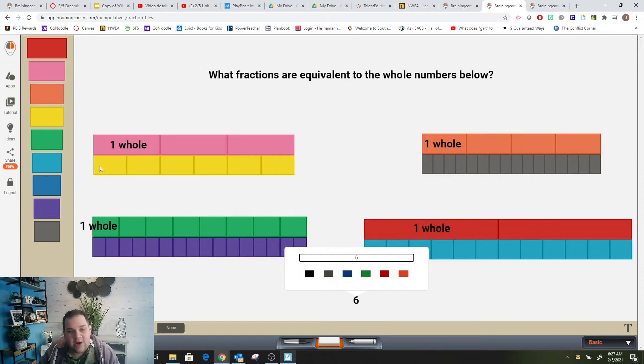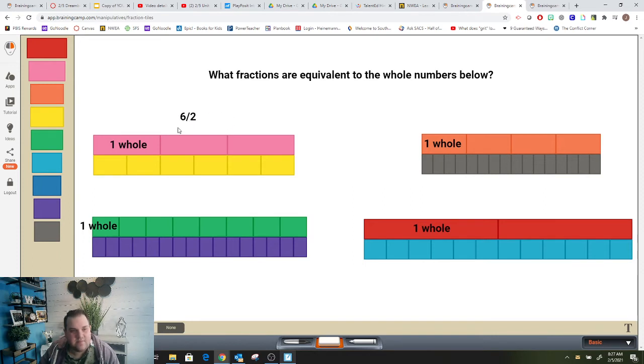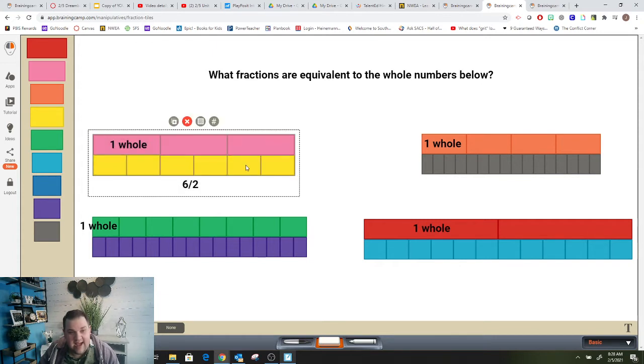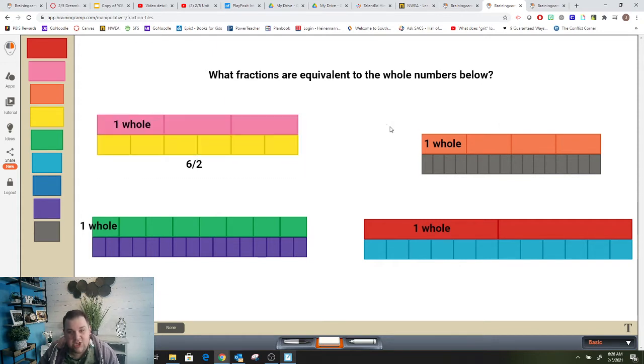That's going to be our numerator because we see 6 pieces. Now, I'm wondering how many pieces are in one whole. If you're saying 2 to yourself right now, you are correct. So right here, we have represented 6 halves with these yellow bars. So 6 halves is equivalent to these 3 wholes. All right, we did that one together. The rest, I'm gonna let you try on your own and then we'll check together.